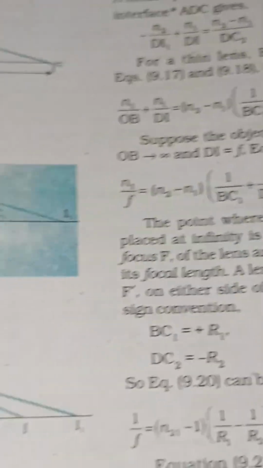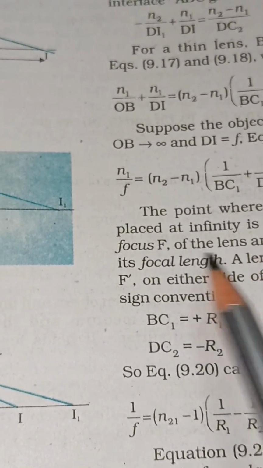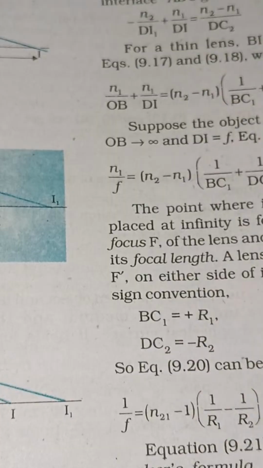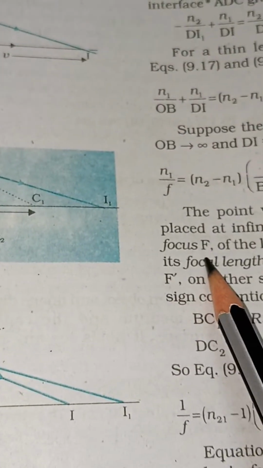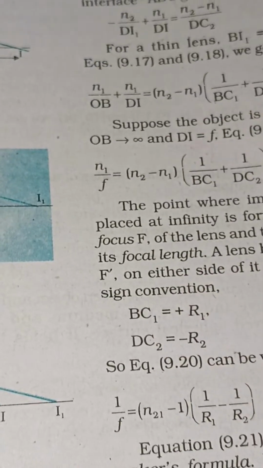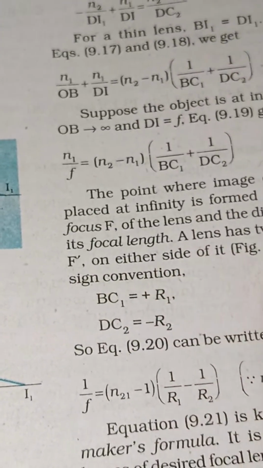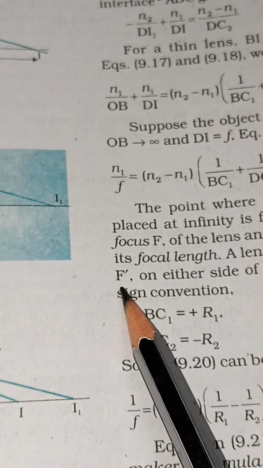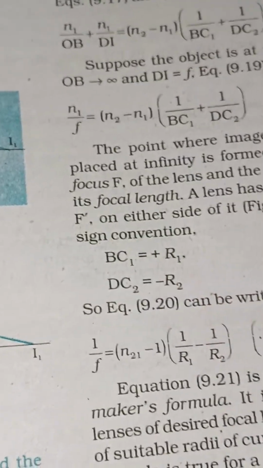So next one is the point where the image of an object placed at infinity is formed is called the focus F of the lens, and the distance F gives its focal length. A lens has two foci, F and F dash, on either side of it.